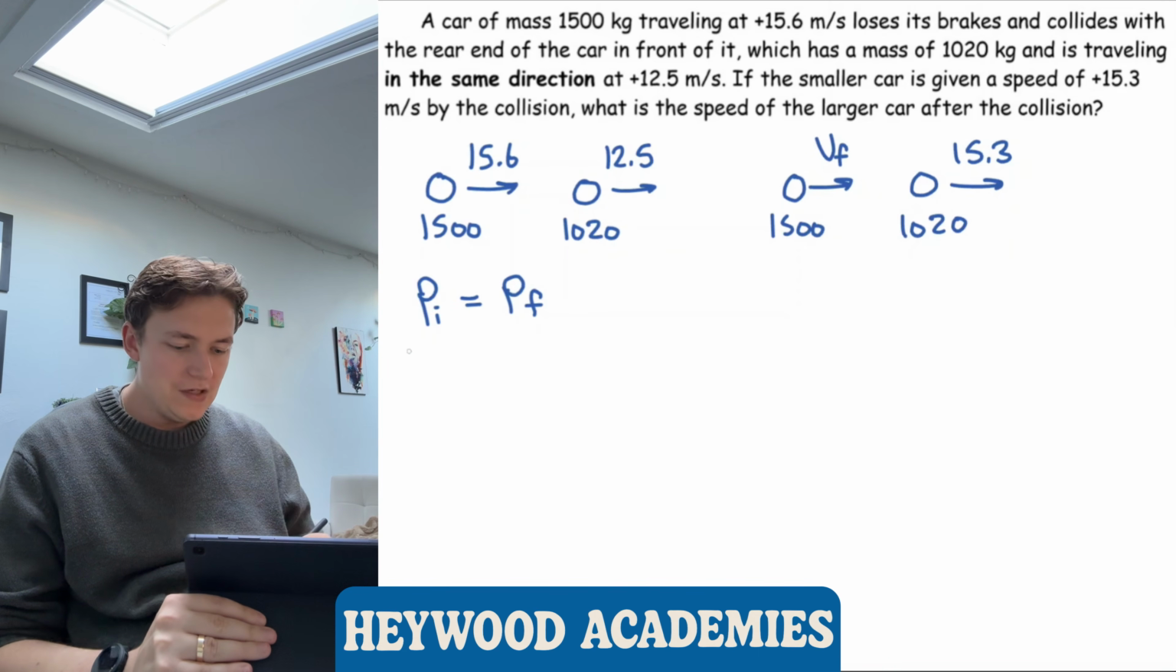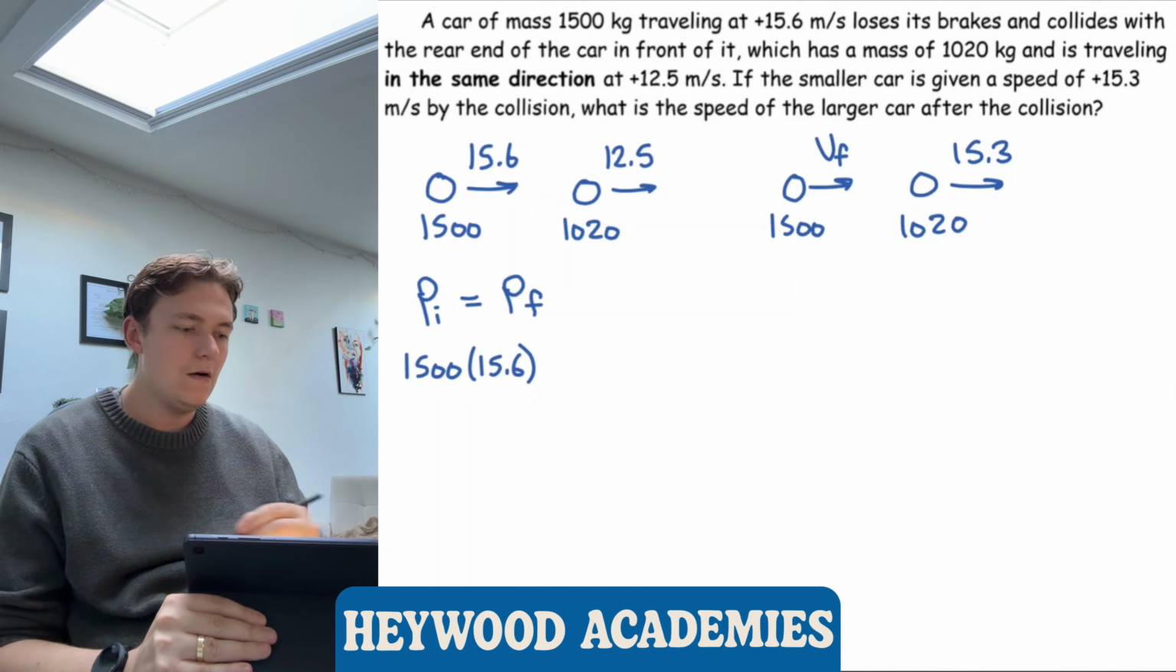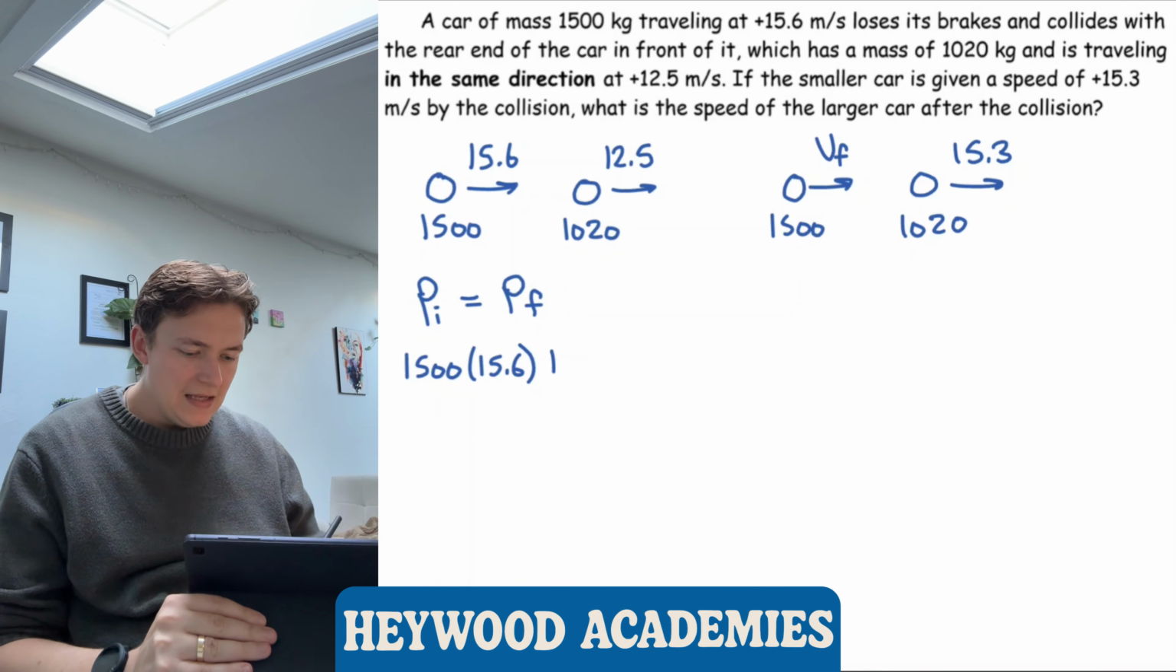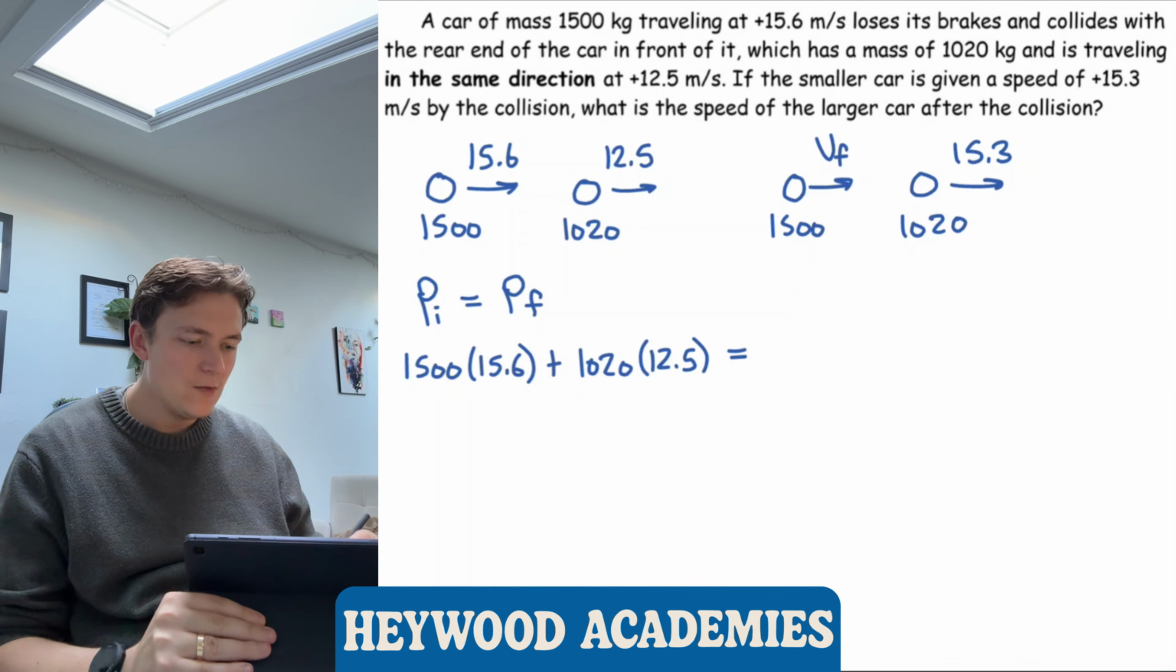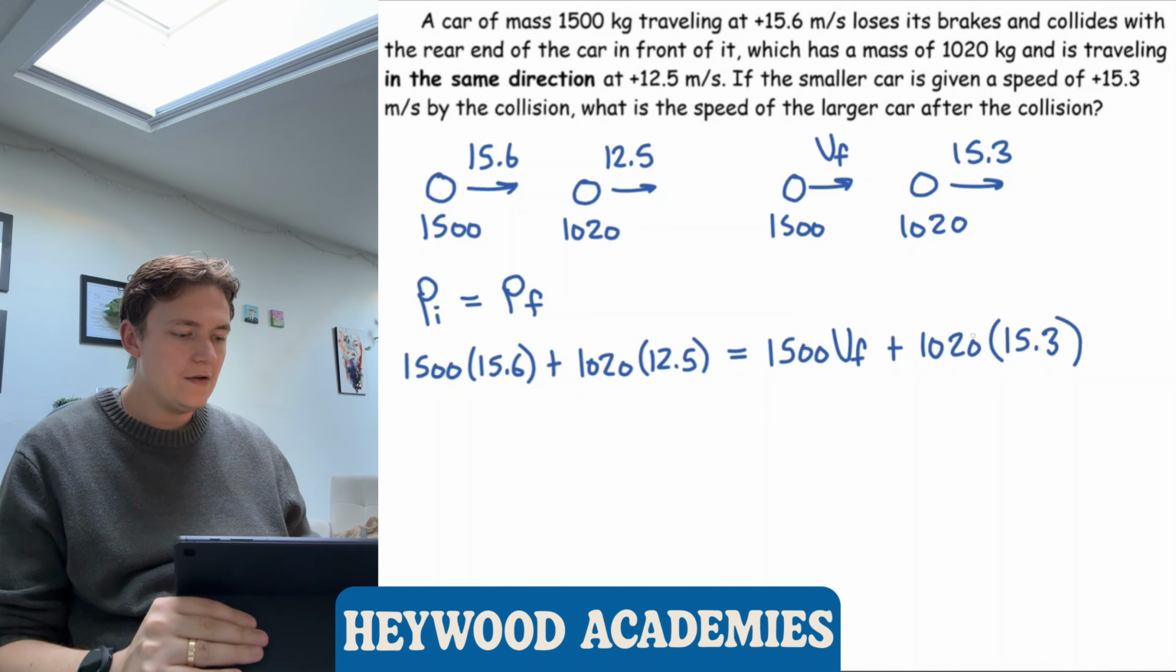So in the initial situation, we had one car with 1,500 kilograms traveling at 15.6 to the right, so positive. All of these are to the right, so I'm going to put them all as positive. Then another part of the initial momentum will be the other vehicle, 1020 times 12.5. Then the final momentum is going to be 1,500 times something unknown. That's our final velocity that we're trying to solve for. And then plus 1020 times 15.3.